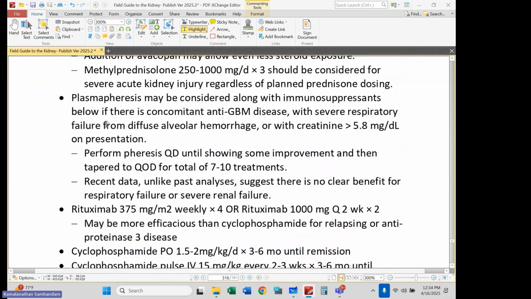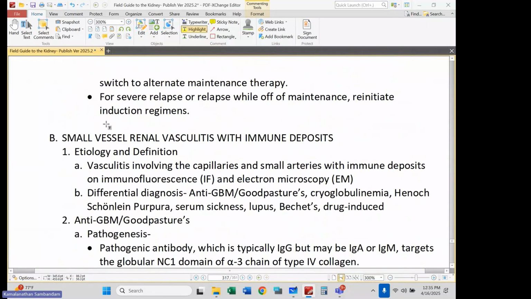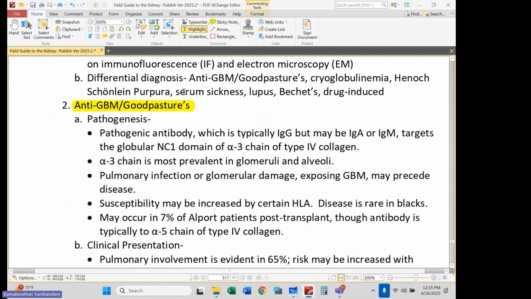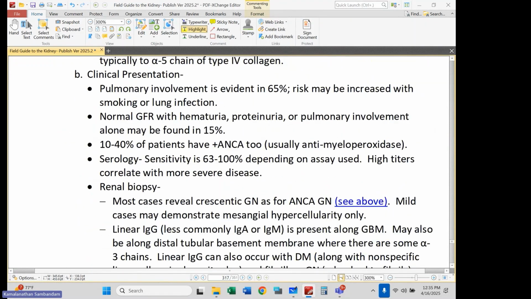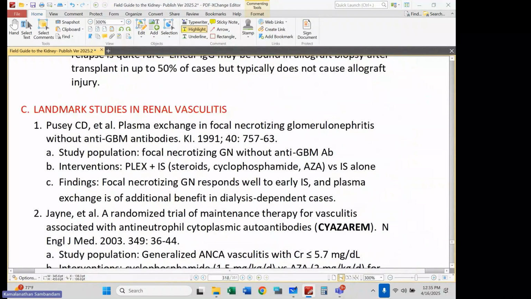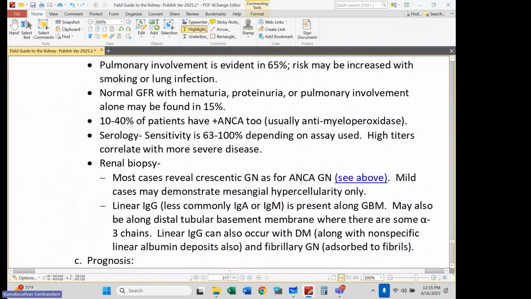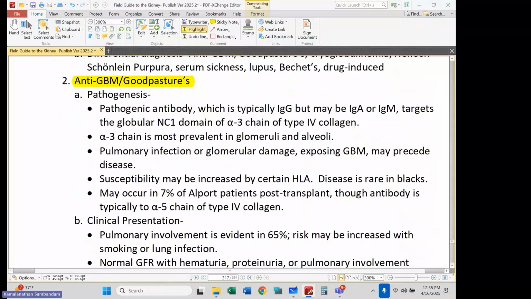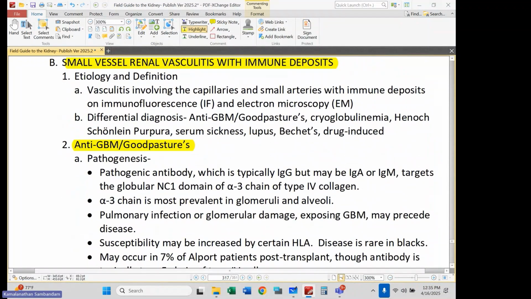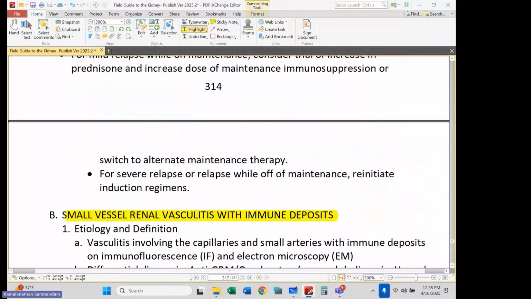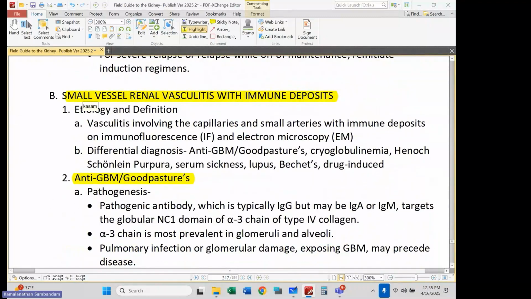And then let's contrast that against the small vessel vasculitides with immune deposits. What would be an example of that? Well, anti-GBM disease would be an example of small vessel vasculitis with immune deposits. Cryoglobulinemia would be another one. I guess I didn't go through those individually. I just highlighted it here. Anti-GBM, cryoglobulinemia. We covered HSP as an example of small vessel vasculitis.